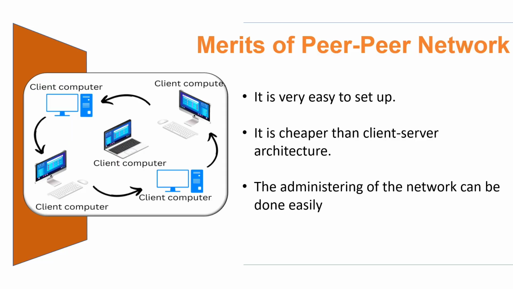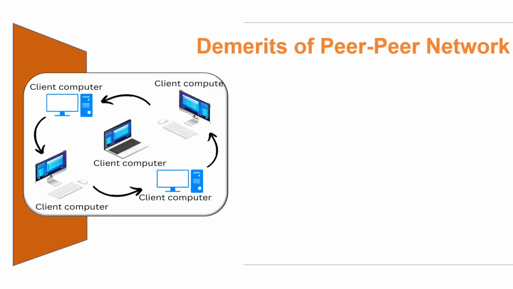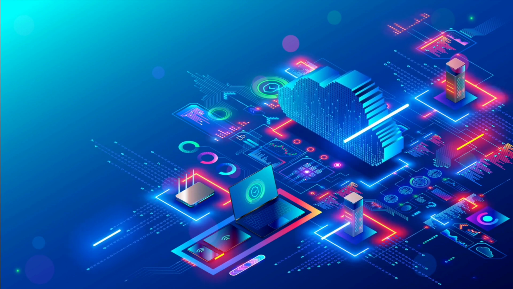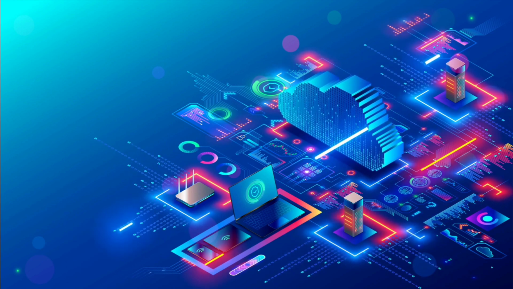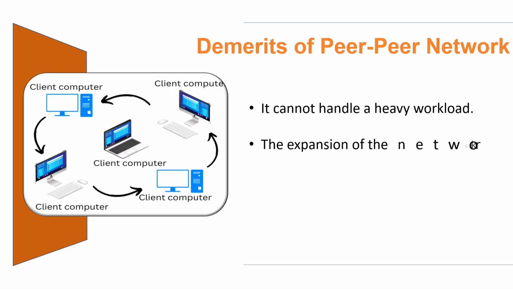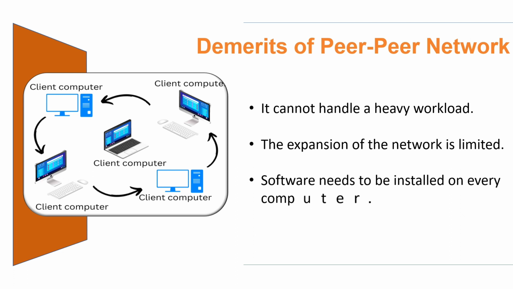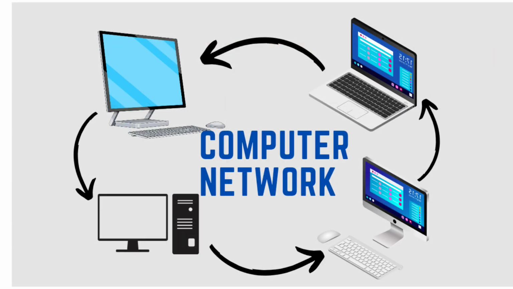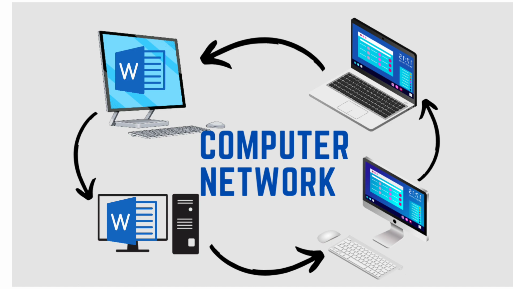Now let's talk about the disadvantages or the demerits of peer-to-peer network architecture. It cannot handle a heavy workload. So peer-to-peer network architecture cannot handle the heavy workload. It cannot handle the high data traffic. The expansion of the network is limited. So this is the small type of network. We cannot expand to the large network easily. Software needs to be installed on every computer as there is no central server. So each computer must have the special type of software for the communications.